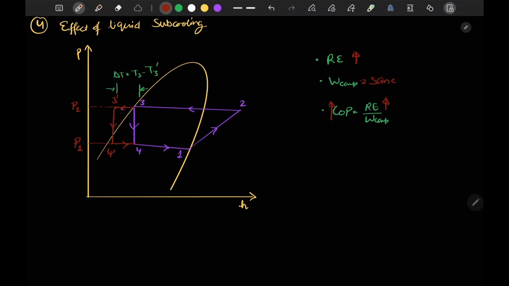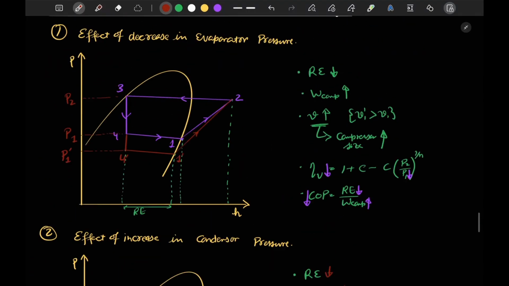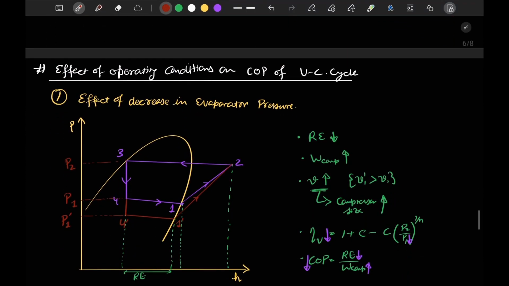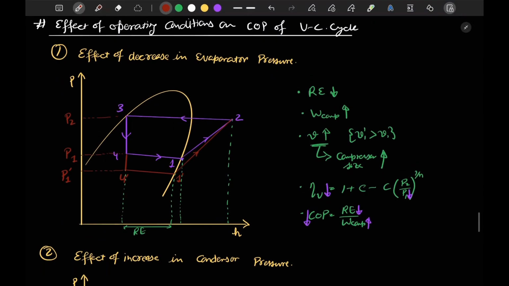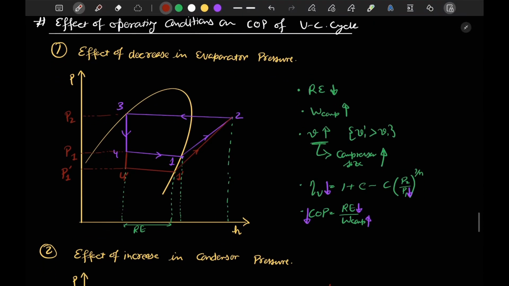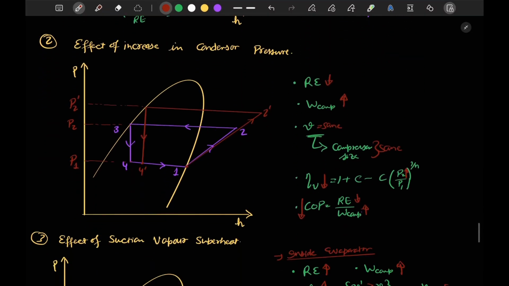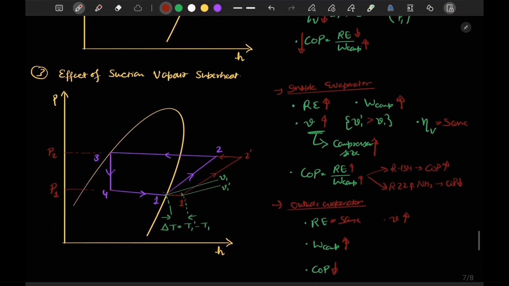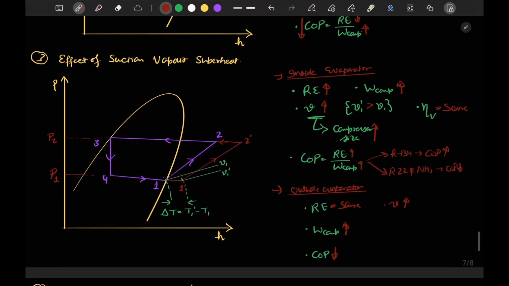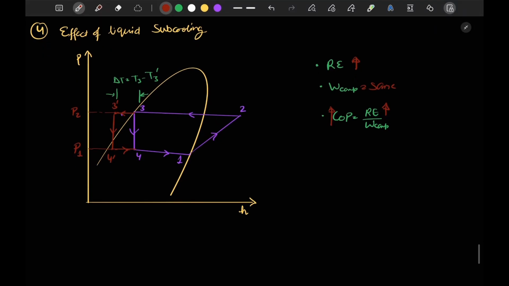So these four are the most basic variations which we can do in our VCRS cycle. In these four effects, we see that decreasing the evaporator pressure decreases COP. Increasing the condenser pressure also results in a decrease in COP. When we superheat the suction vapor to the compressor, inside the evaporator of course, COP may increase or decrease depending upon your conditions. And when we see the effect of liquid subcooling, our COP will definitely increase.